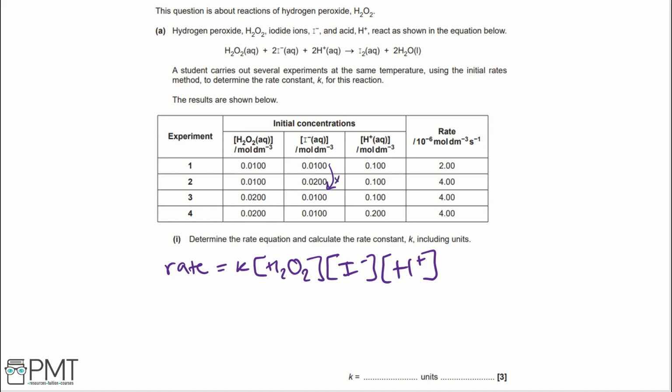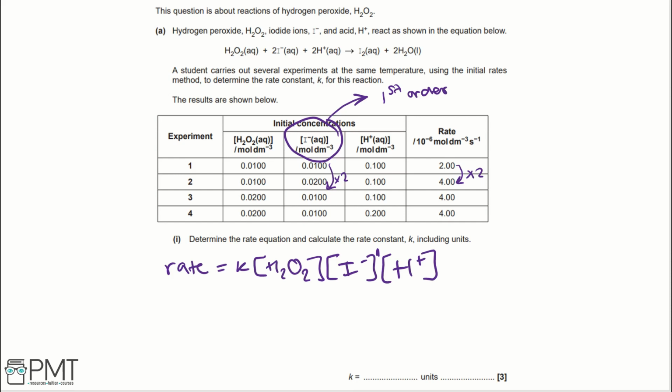I- has increased by a value of 2 and H2O2 and H+ have stayed the same. Then you look at rate. Rate increases by a value of times 2 as well. Therefore, the order of reaction for I- ions is first order. So I would have a little 1 going above its bracket. Then we continue to look.